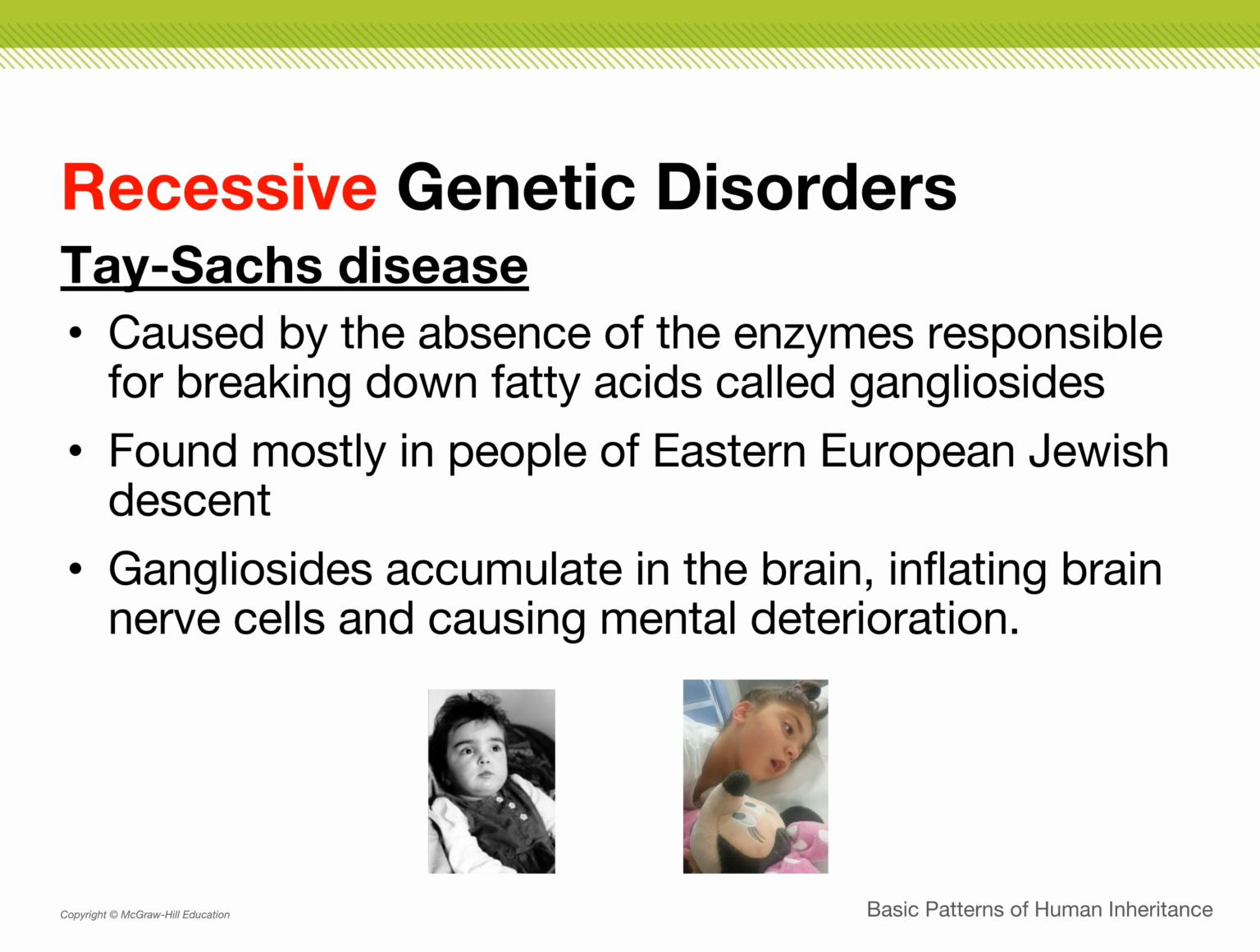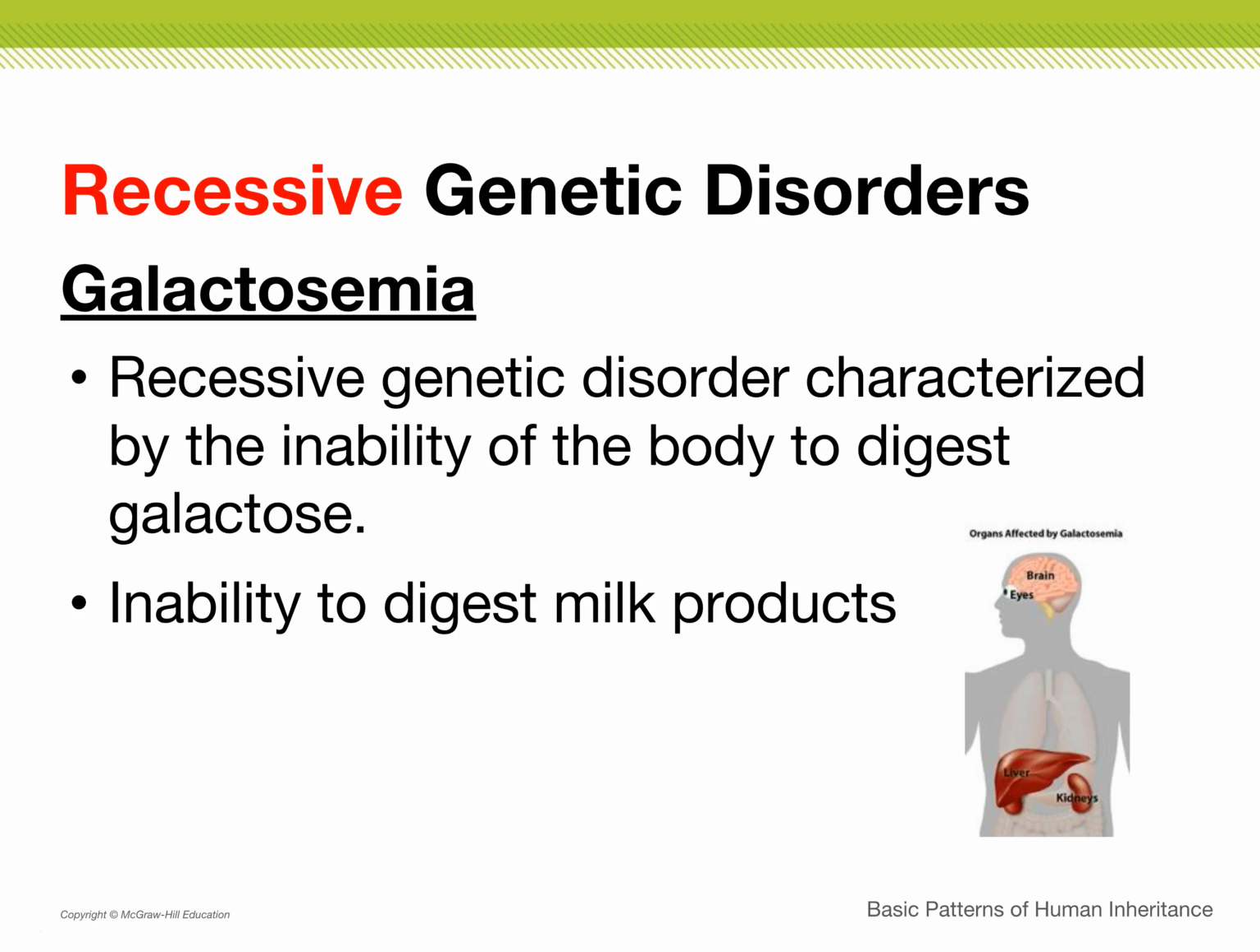It's a very, very quick-moving disorder where these gangliosides build up in the brain, inflate the brain cells, then cause very quick mental deterioration. These kids usually don't live past the age of 5, so they get diagnosed when they're about 18 months, and then they usually don't live past the age of 5. It's just a horrible disease.